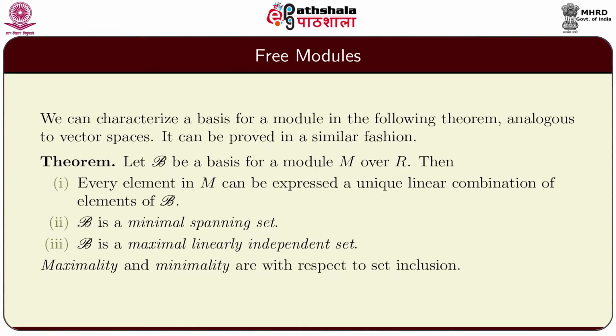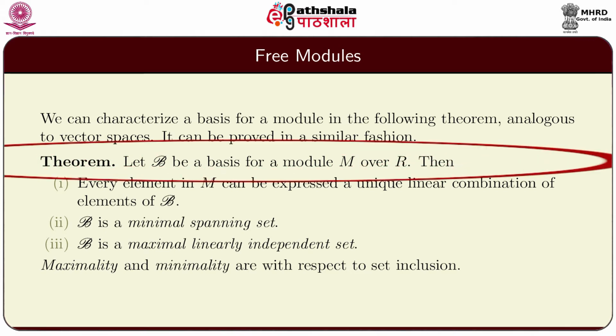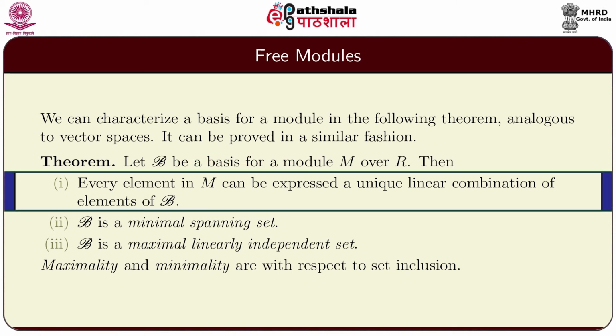We can characterize a basis for a module in the following theorem analogous to vector spaces, and it can be proved in a similar fashion. So, let B be a basis for a module M over R. Then 1. Every element in M can be expressed as a unique linear combination of elements of B.